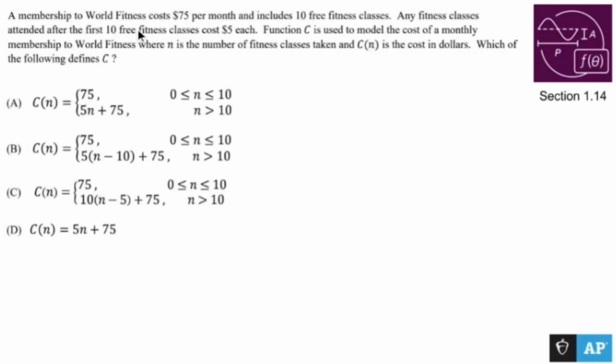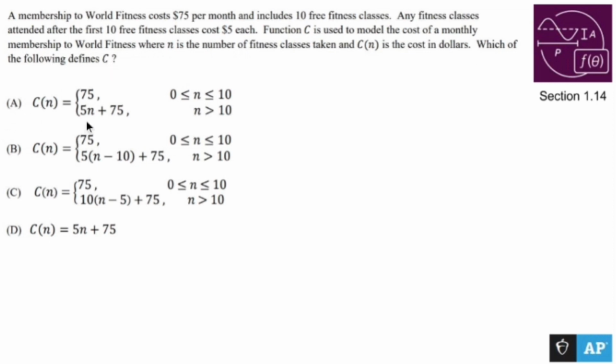A membership to World Fitness costs $75 per month and includes 10 free fitness classes. Any fitness classes attended after the first 10 free fitness classes costs $5 each. So basically, it costs $75, and once you hit 11 classes, it's $80, and then 12 classes is, you get the idea. Function C is used to model the cost of a monthly membership to World Fitness, where N is the number of fitness classes taken and C of N is the cost in dollars per month. Which of the following defines C?